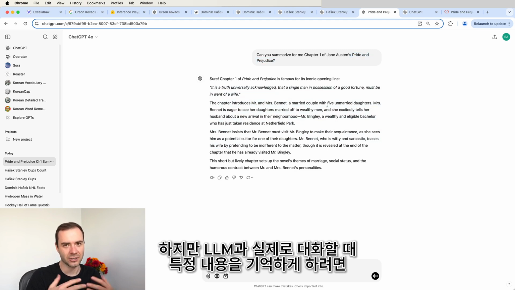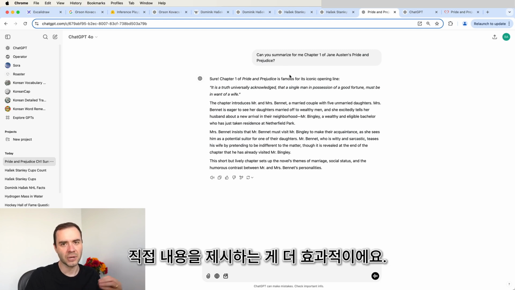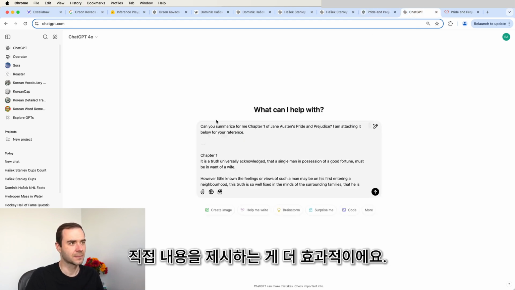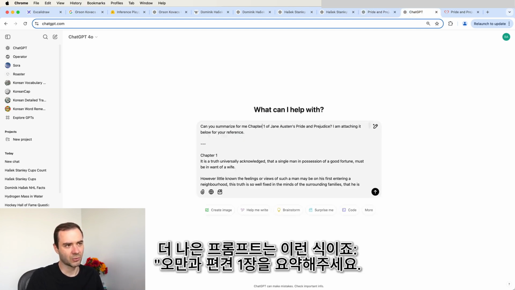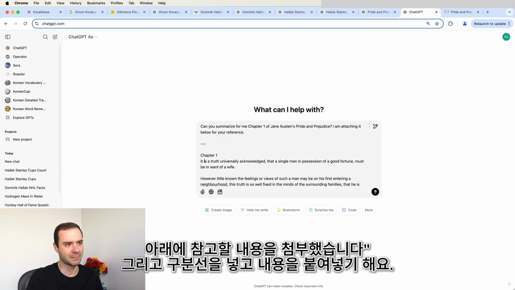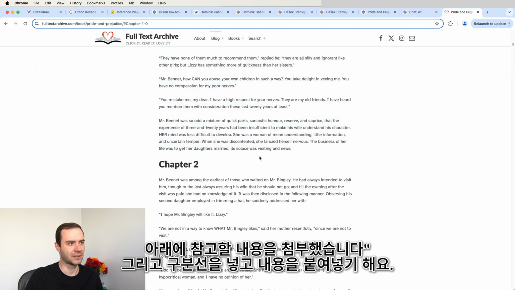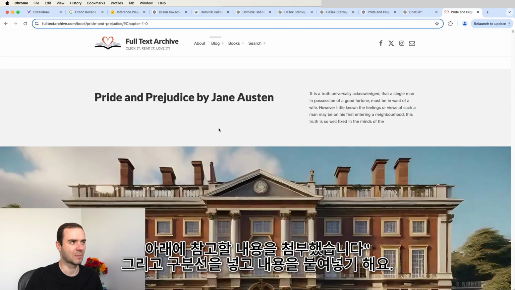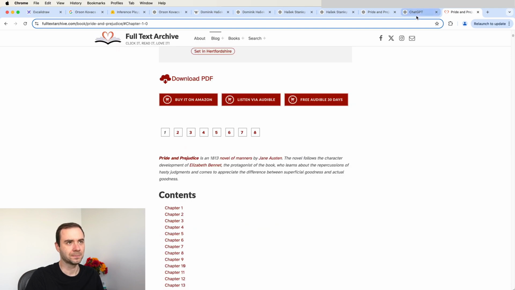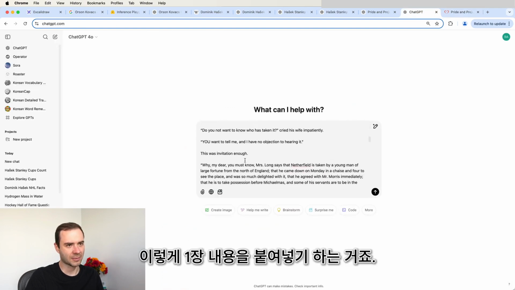But usually when I interact with LLMs and want them to recall specific things, it always works better if you just give it to them. So a much better prompt would be something like this: can you summarize for me chapter 1 of Jane Austen's Pride and Prejudice? I am attaching it below for your reference. Then I add a delimiter and paste it in, copy pasting chapter 1 from some website I found.